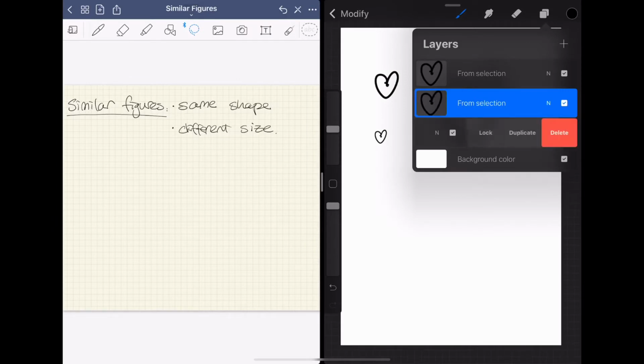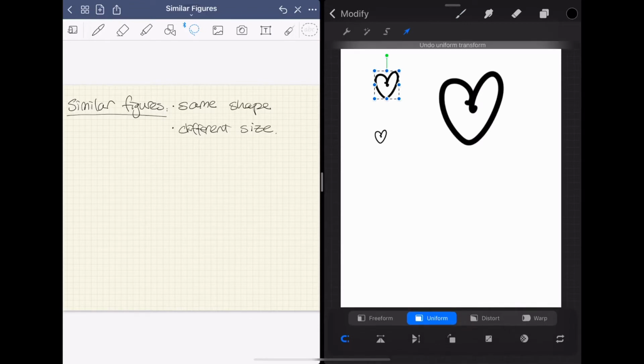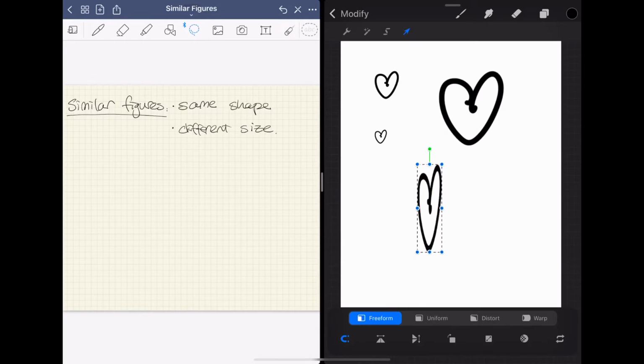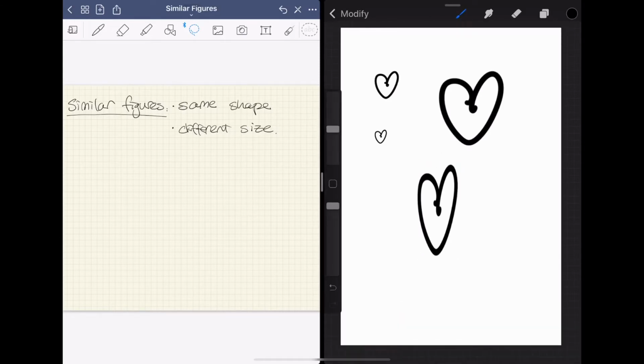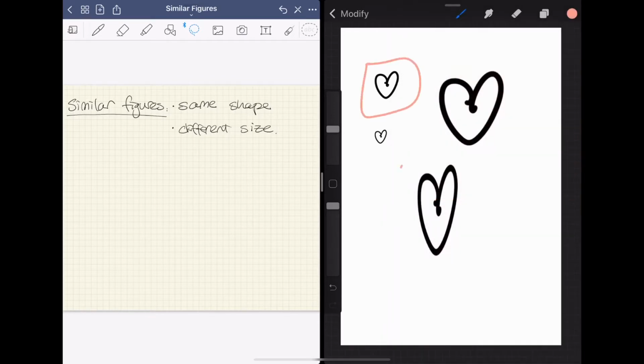Now, what if I enlarge it like this? Will this shape and the original shape be similar? It will not, right? Because the original shape, this one, and the new shape, this one, these two are not of the same shape. So they will not be similar figures.